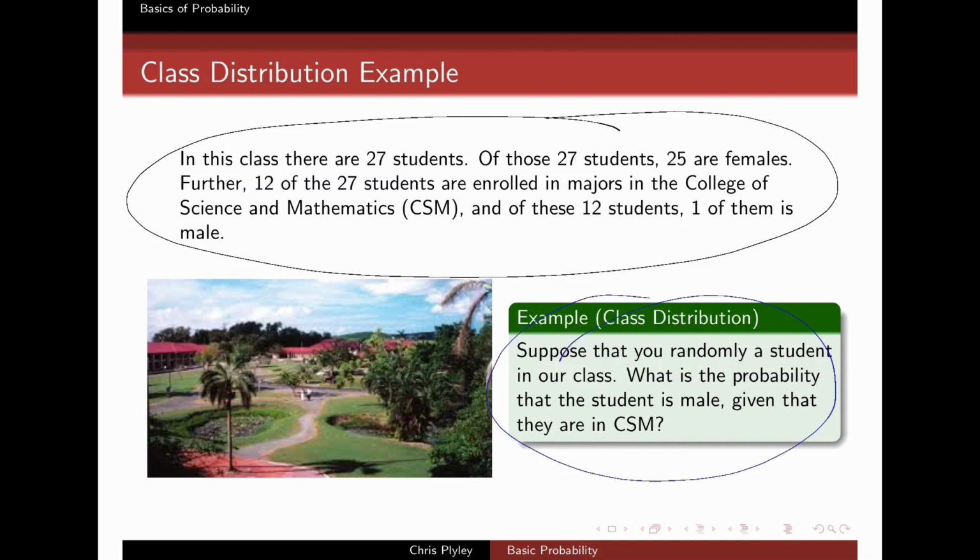Assuming that I pick somebody in CSM, there are only 12 people in CSM. One of them is male. So the probability that I pick a male, assuming they're in CSM, is 1 out of 12. 12 CSMs, 1 male, probability is 1 out of 12. Any of these conditional probabilities basically amounts to just reducing your sample space to some size that you're trying to consider. And this is something you do in data a lot.